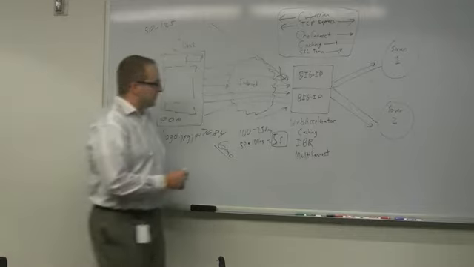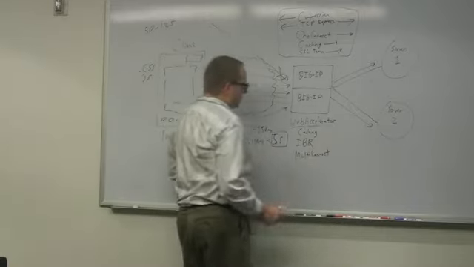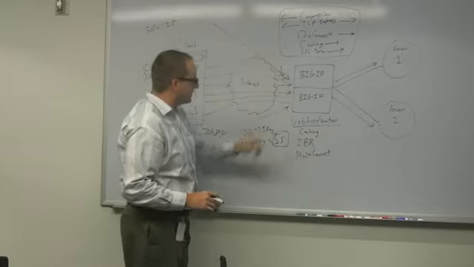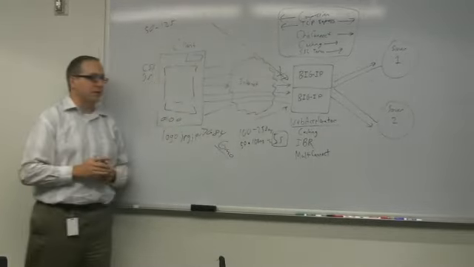So that is Web Accelerator. This is BIG-IP LTM functionality, this is Web Accelerator, and this is the F5 compression story.